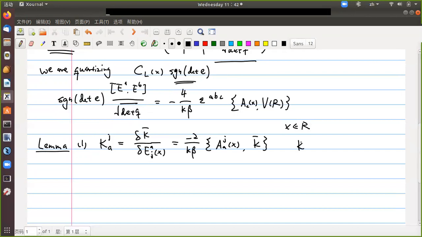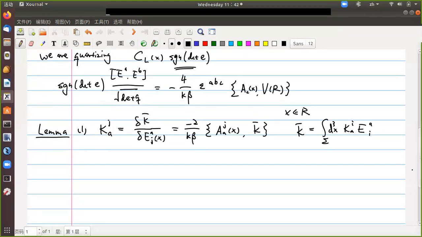Okay, so what exactly is this quantity K bar? This K bar is a three-dimensional integral over the entire spatial slice of K_a^i E_i^a. This is nothing but the trace of the extrinsic curvature integrated over the spatial slice. Right, and so we have expressed this K_a^j in terms of a Poisson bracket between A and another quantity K bar. But then the question is how to quantize this K bar, because this K bar still depends on K.